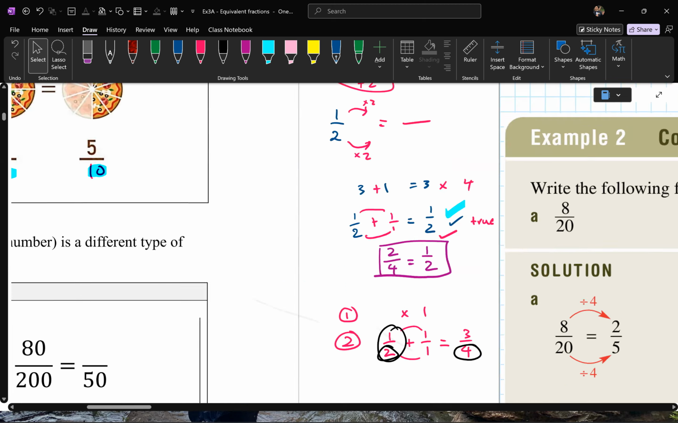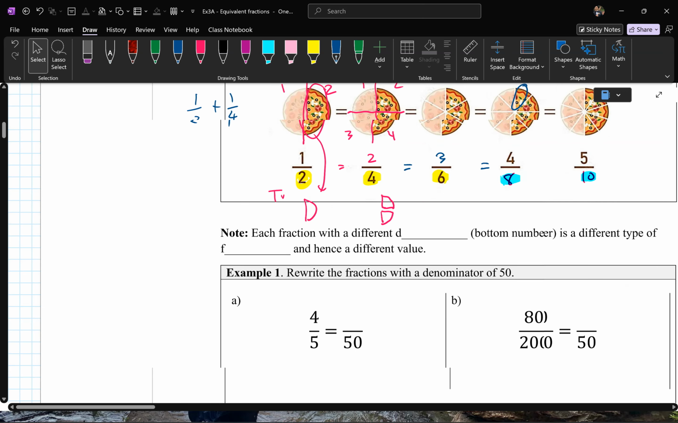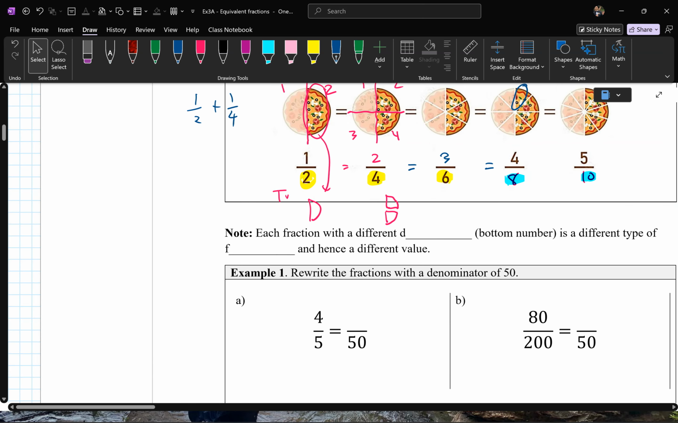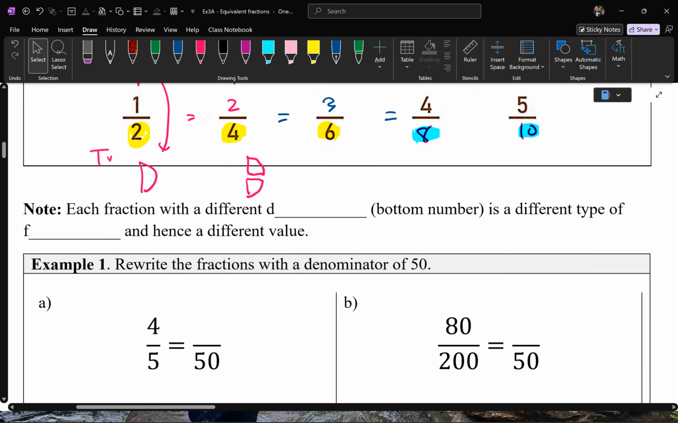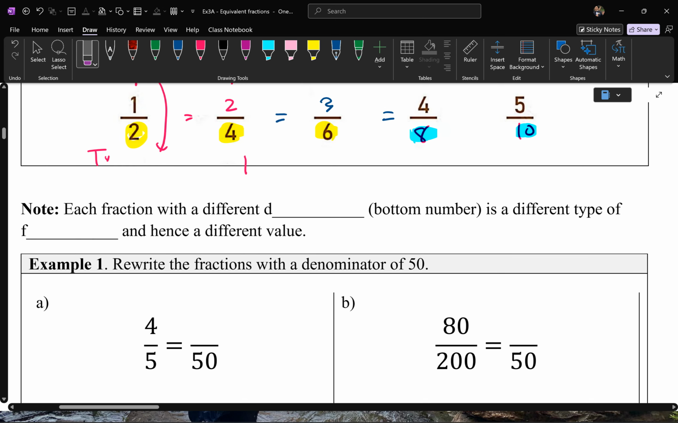Yeah? So, today's lesson, if you didn't understand the theory, if that confused you, if I pushed you a bit too far in the theory there, this is all you need to understand. Fill this in. Each fraction with a different denominator, fill that in, write that in.